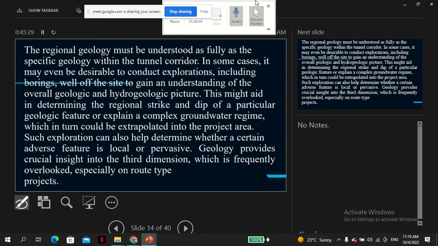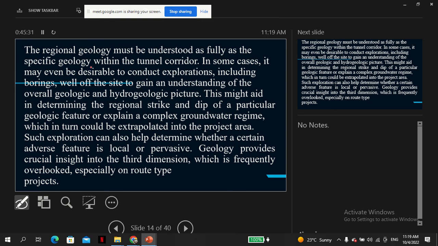And so the regional geology must be understood as fully as the specific geology within the tunnel corridor. In some cases, it may even be desirable to conduct explorations, including borings, well off the site, to gain an understanding of the overall geologic and hydrologic picture. This might aid in determining the regional strike and dip of the particular geologic feature.